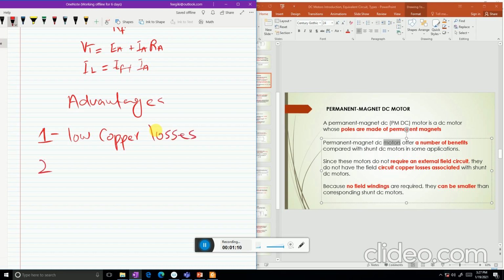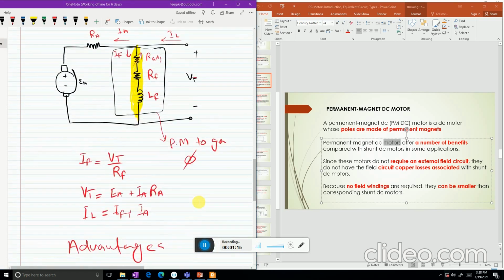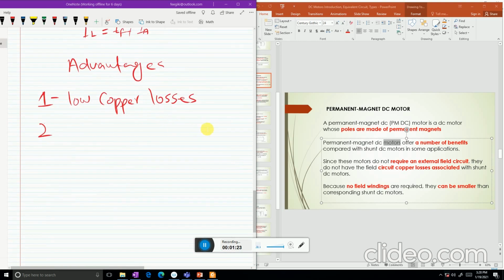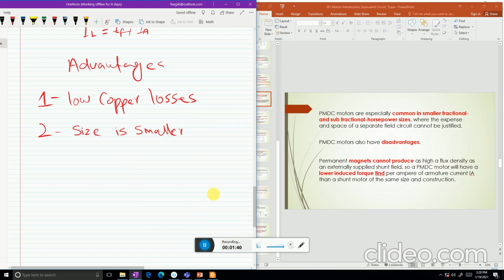And the second advantage: as no field winding is present in the motor, its size is smaller than shunt motors and other motors, because there is no field winding present. So these are the two advantages of PMDC, and PMDC also has some disadvantages.